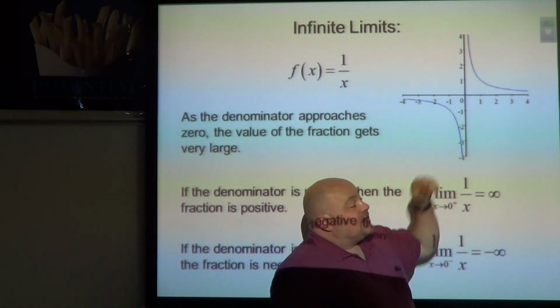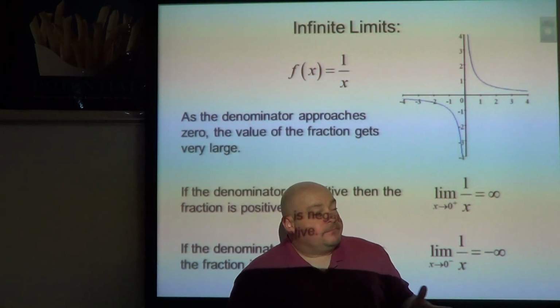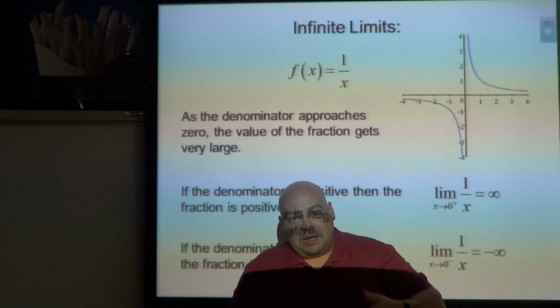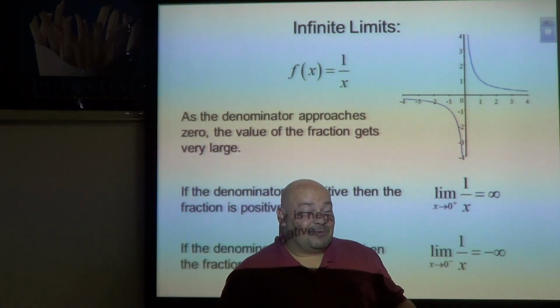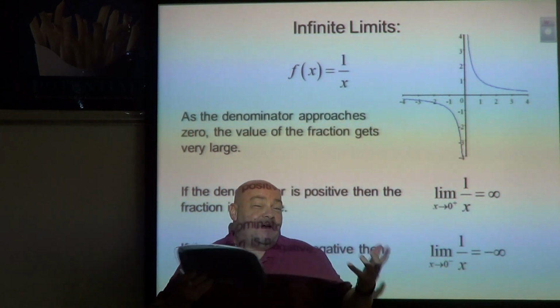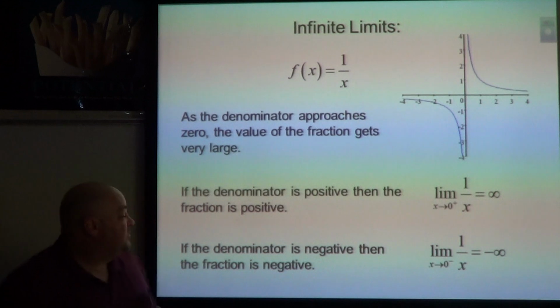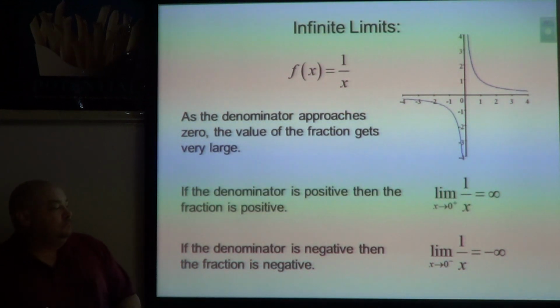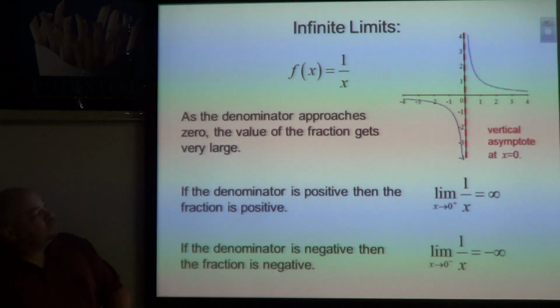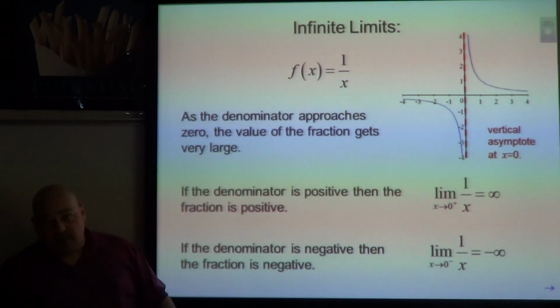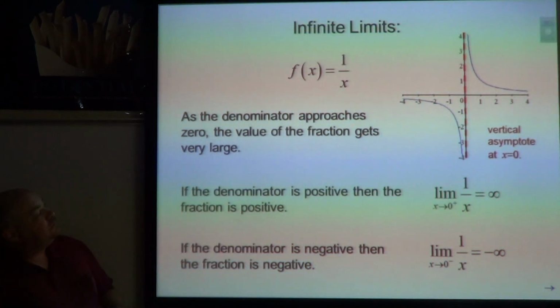Coming from the right side, our x values are positive. So as we go across here, we're going to divide by positive numbers that are getting smaller and smaller. Our overall value is going to get larger. It's going to be positive because the fraction is positive. So we do end up having a vertical asymptote at x equals 0, which we already knew. We just looked at that and we knew that was going to be there.